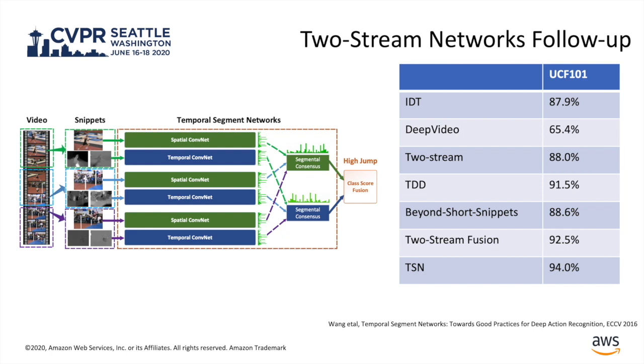Motivated by the two-stream network's inability to model long-range temporal structure, Temporal Segment Network (TSN) was proposed to perform video-level action recognition. This framework is simple and effective. Thus, until today, many 2D CNN-based methods are still built upon this framework.